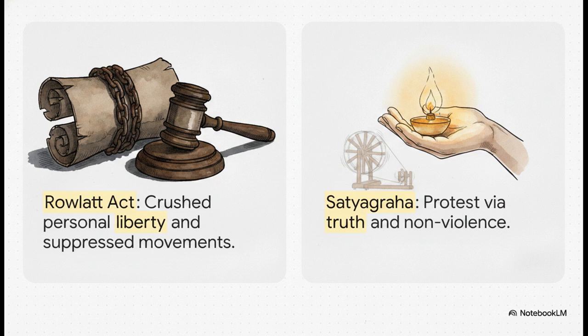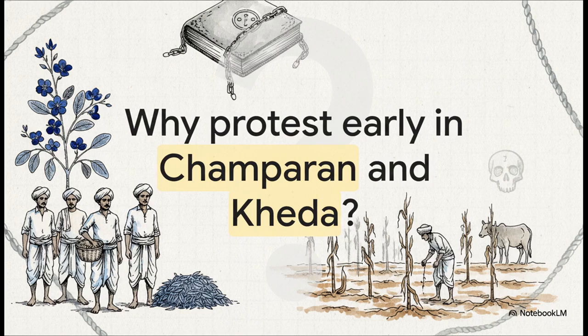Now, this wasn't just your standard protest. It was an incredibly powerful, strict method relying purely on truth and non-violence. He was basically proving you could fight injustice without ever laying a finger on your opponent. Okay, pause for our second checkpoint question. Let's see what you remember. Why did Mahatma Gandhi initiate the early Satyagraha movements specifically in Champaran and Kedah?